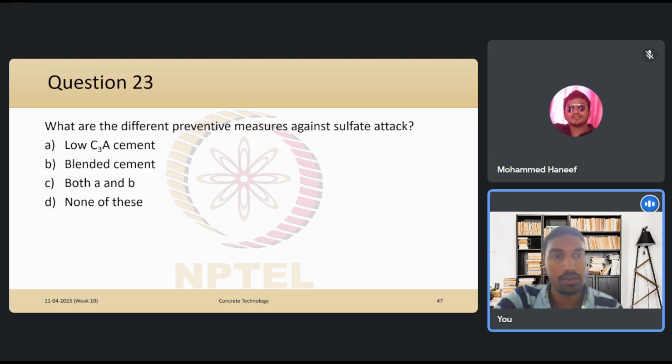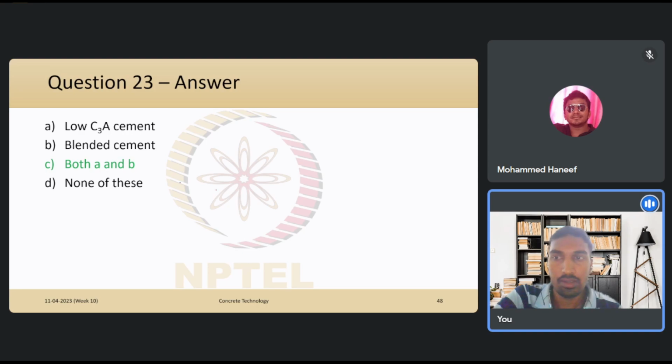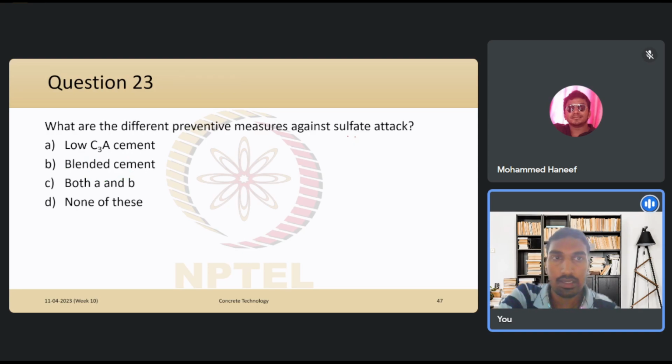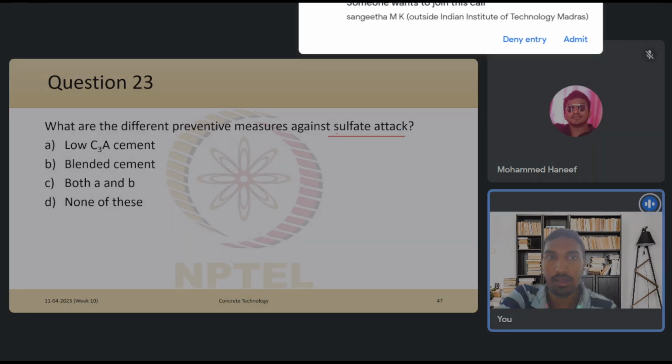We have one option for C, both A and B. So the right option is also C. It is both A and B. So what are we looking at? We are talking about sulfate attack, right? So how does it occur? Because of the intrusion of sulfate into your system, right? So how can we prevent that?